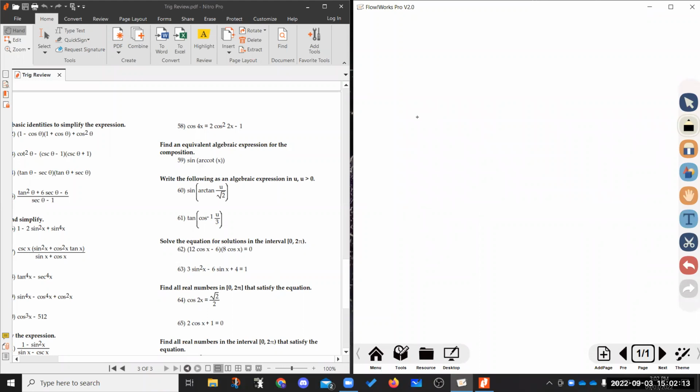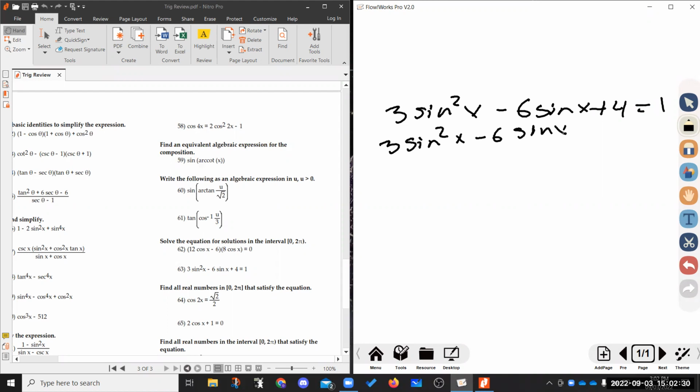Now we want to solve 3 sine squared x minus 6 sine of x plus 4 is equal to 1. I'm going to subtract that 1 from both sides. 3 sine squared x minus 6 sine of x plus 3 is equal to 0. Factor out the 3, divide it out because it's not going to affect the zeros. Sine squared of x minus 2 sine of x plus 1 is equal to 0.